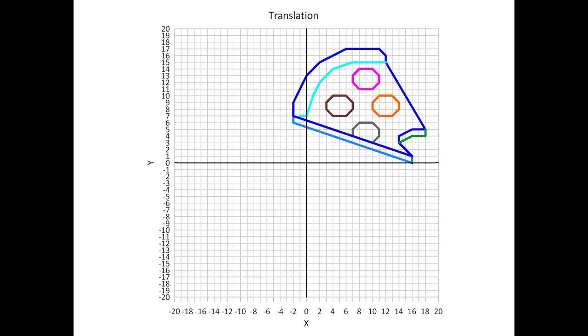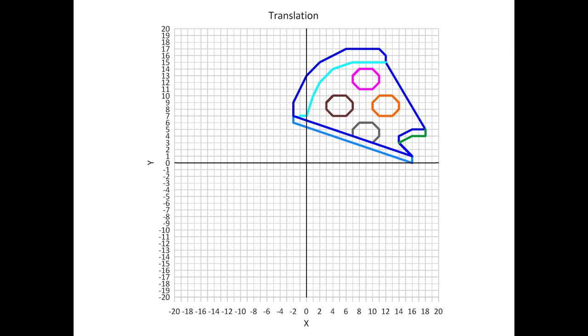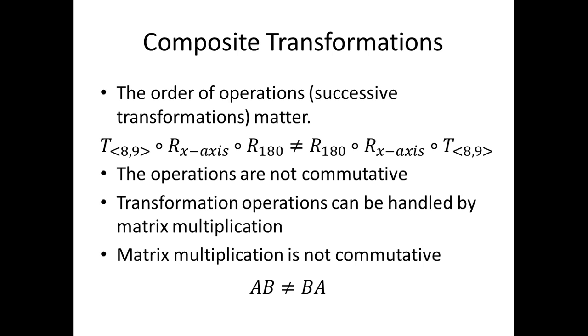So when we did it in one order, we got this, and when we did it in the other order, we got that. Which goes to show you that the order of operations in a transformation matters. You can't just do them in any order and get the same answer, or the right answer. They have to be done in the order prescribed. So for composite transformations, the order of the successive transformations matters.